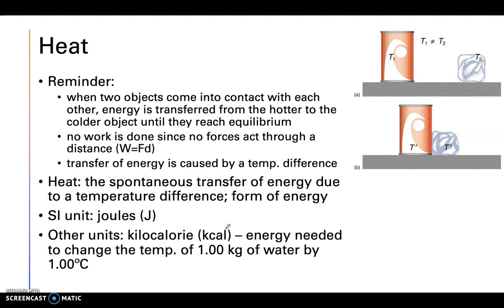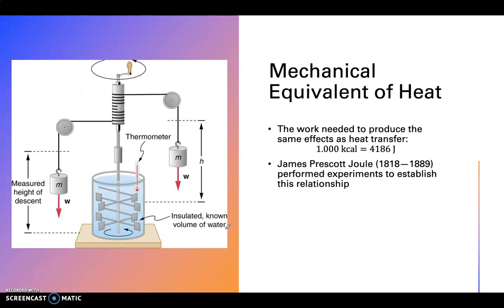So with that, let's talk about the mechanical equivalent of heat. This is the work needed to produce the same effects as a heat transfer, and it's defined as 1 kilocalorie equals 4,186 joules. This was defined with water. James Prescott Joule performed experiments to establish this relationship. What he did was use an apparatus to figure out the mechanical equivalent of heat.